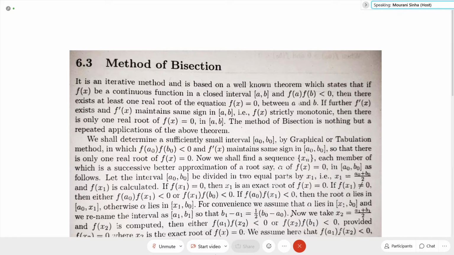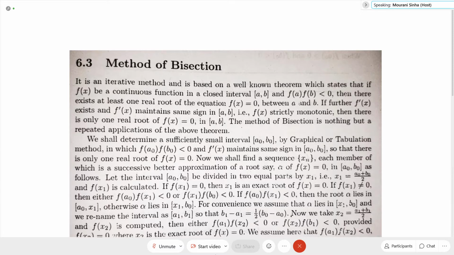And you should get f(a) into f(b) less than 0. Okay, that means one of them has to be positive, the other has to be negative. Then only the product is negative. Both cannot be positive or both cannot be negative. So f(a) into f(b) less than 0 means that one of them is positive and one of them is negative. Then there exists at least one root between a and b.